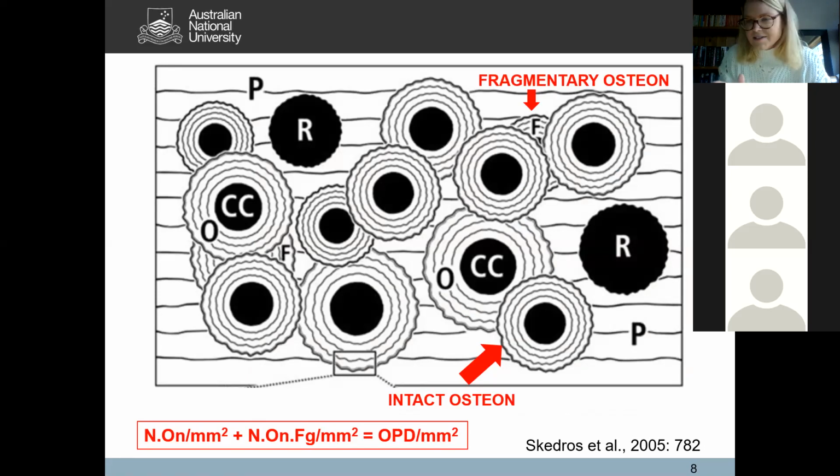So back in 2005, him and his colleagues wrote up this really interesting paper about biomechanics and histology and drew this really actually quite helpful diagram. So for today, what you really should remember from this is that in order to calculate this osteon population density, the OPD value, what we need to be able to distinguish between in a thin section is what is a fragmentary osteon and what is, so I'm pointing one here, an intact osteon.